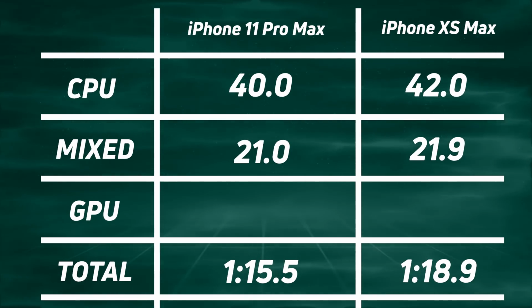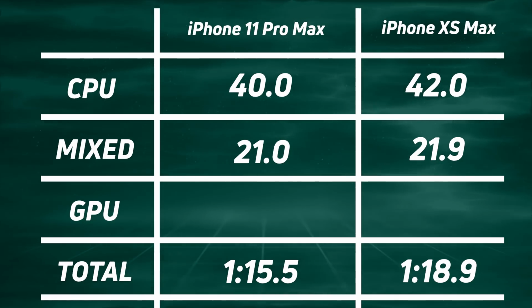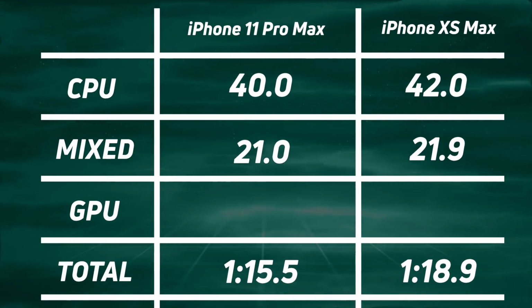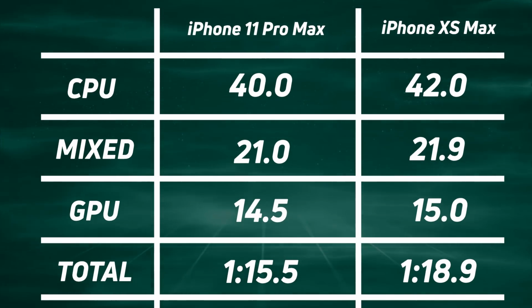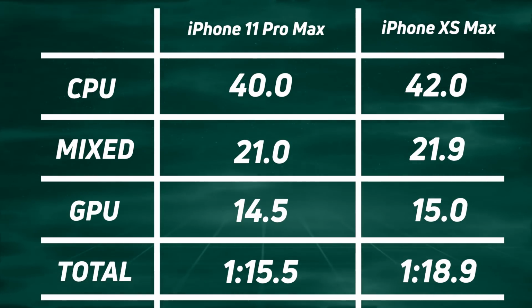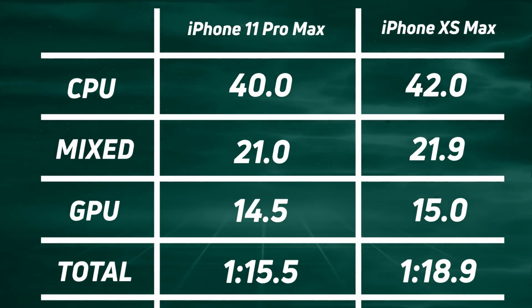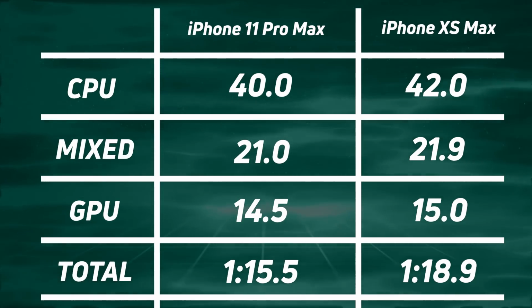When you look at the mixed CPU GPU, again a slight lead by the iPhone 11, 21 seconds compared to 21.9. And then finally, when you get down to the GPU test, 14.5 seconds compared to 15 seconds. So when you add up those small differences along the way, half a second here, a couple of seconds there, we get a 3.4 second difference between the iPhone 10 and the iPhone 11.